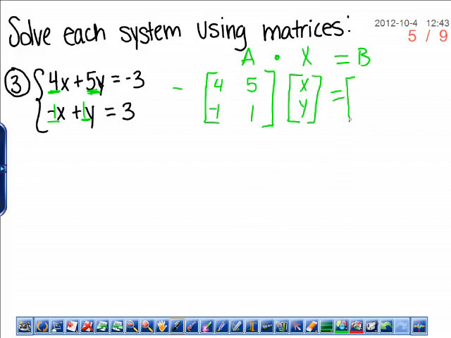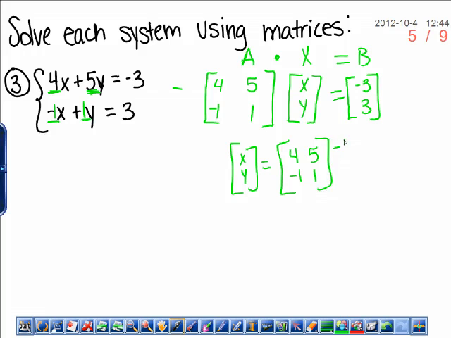B is our constant matrix. What are our constants? -3 and 3. So to solve for x, y, I want A inverse times B. Can you do it? Go for it. Let me know if you're getting stuck on your calculator.